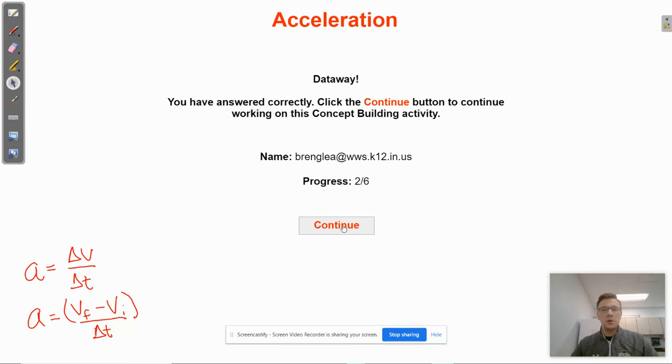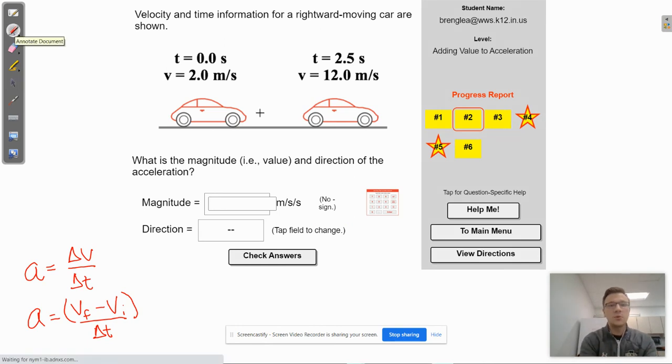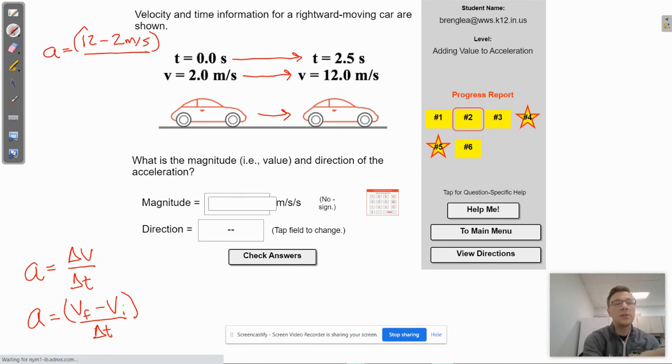continue on your own. Okay, so this one says it is a rightward moving car. So this car is moving this direction. And it does tell us that the time interval is 2.5 seconds because it goes from 0 seconds to 2.5. And then it goes from 2 meters per second to 12 meters per second. So it is an increase in velocity. So the acceleration here is going to be equal to the final velocity, 12, minus initial velocity, 2 meters per second, divided by the time interval, which is 2.5 seconds.